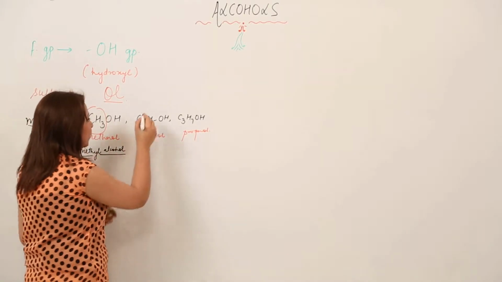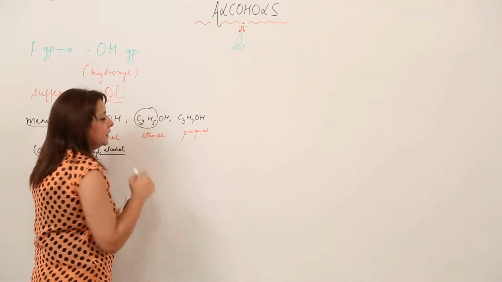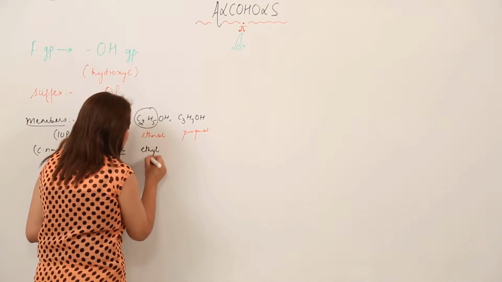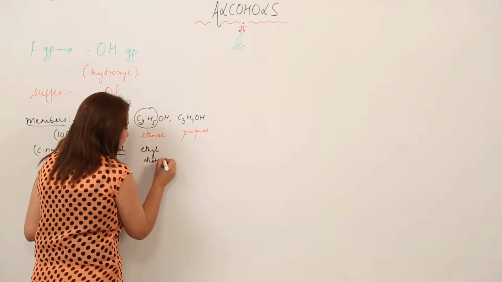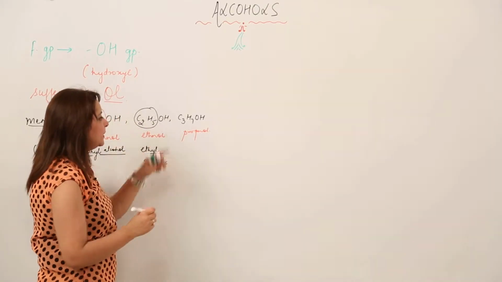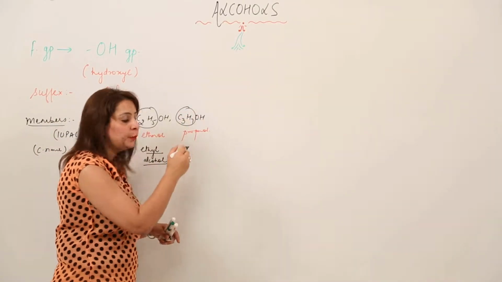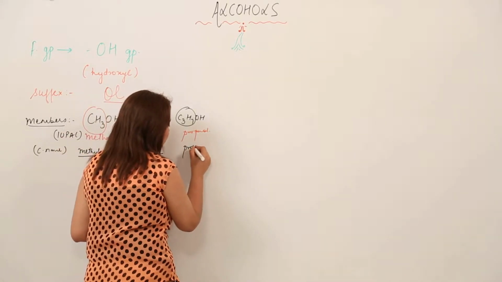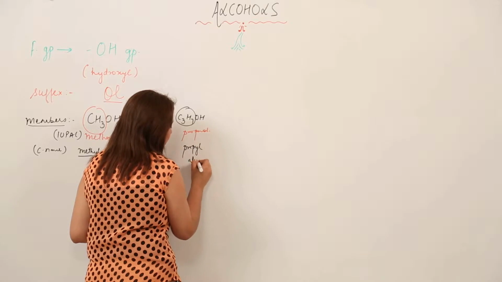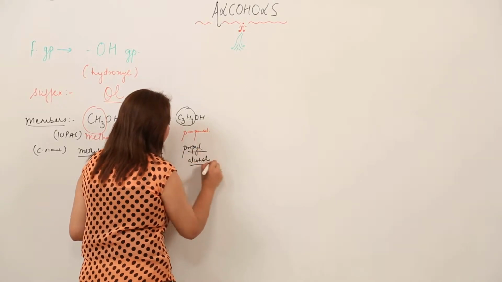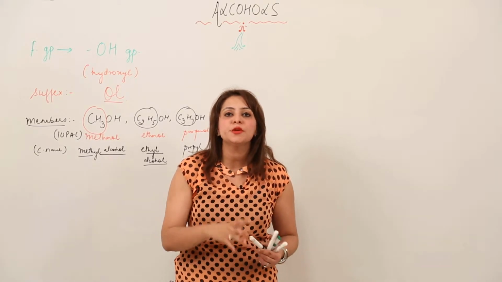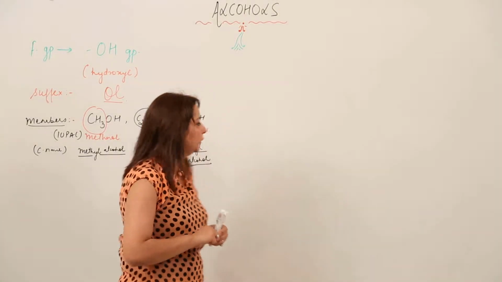Likewise for this, what alkyl group do you see? This is the ethyl group. So the name is ethyl alcohol. And for this, you see the propyl group as an alkyl group. So what name is given as the common name? Propyl alcohol. This is how we can write the common names and the IUPAC names of the different members of the alcohol.